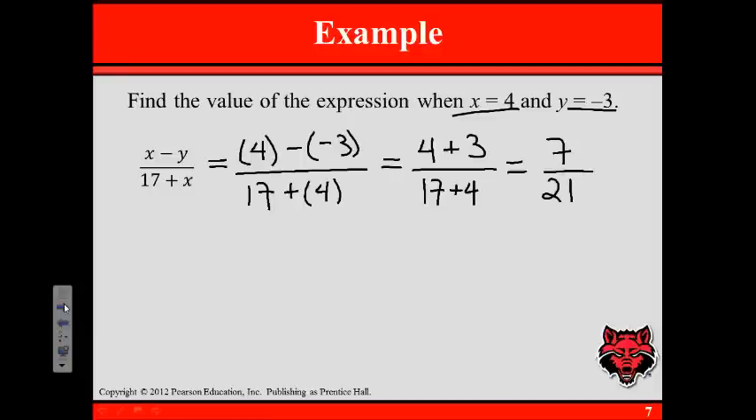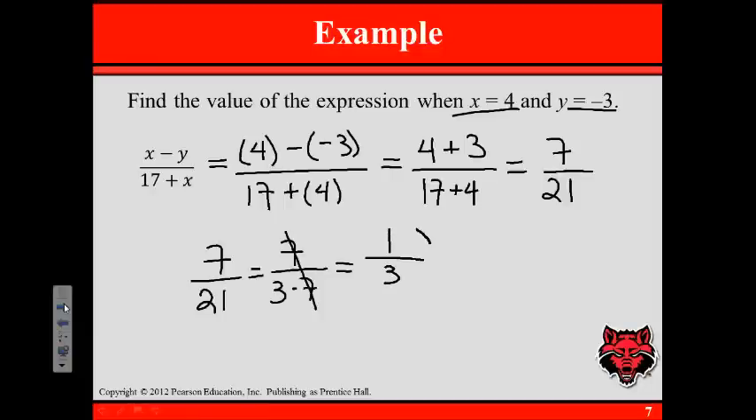And anytime we deal with fractions, we want to make sure our fraction is written in lowest terms, or that it is simplified as far as it can be. So we write the prime factorization of the numerator and the denominator, and that gives us 7 over 3 times 7. You see we have a common pair of 7s that can be canceled. So we write the placeholder 1 in the numerator over 3, or 1/3.